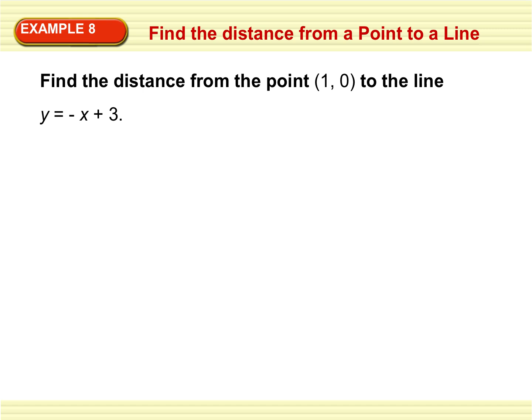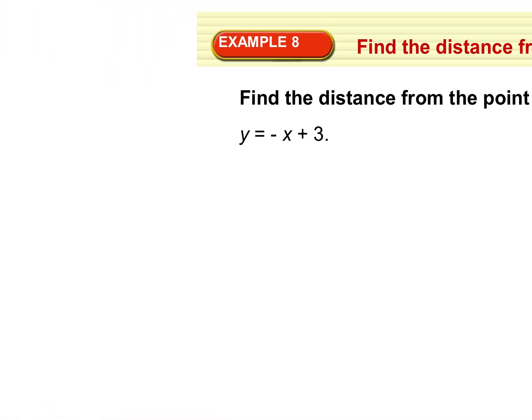I need you to understand what this question is asking. Find the distance from the point 1, 0 to the line. So I'm just going to draw a rough sketch. Here is my point. Let's say it's a negative slope. Here is my line, okay? When you are finding the distance from a point to a line, what do you have to take? The shortest line, which means your line has to be what? Perpendicular, okay?